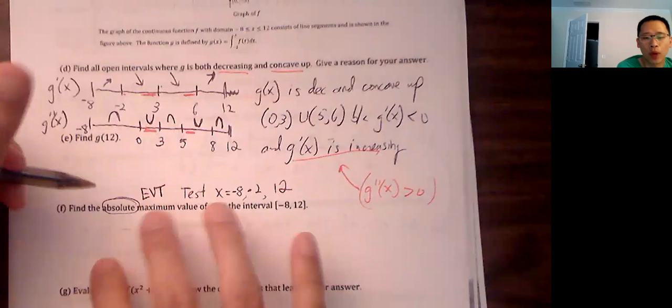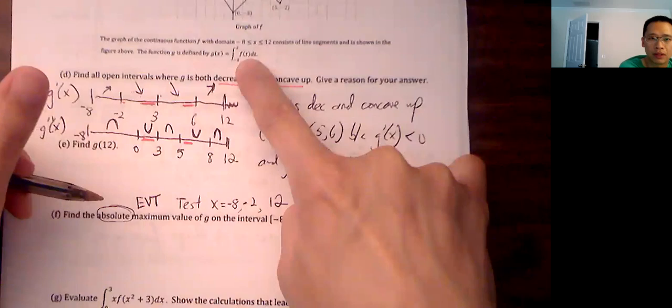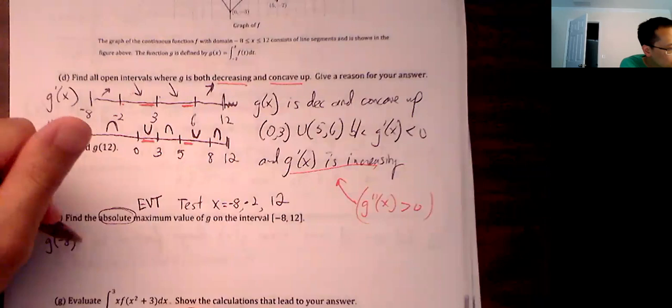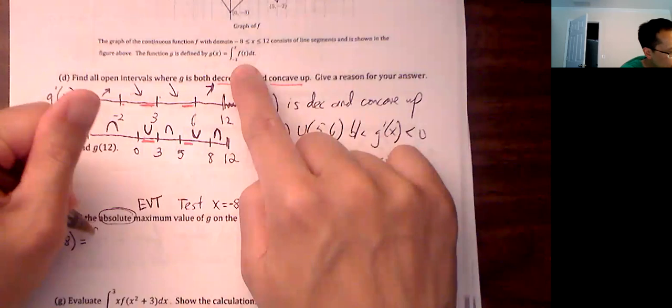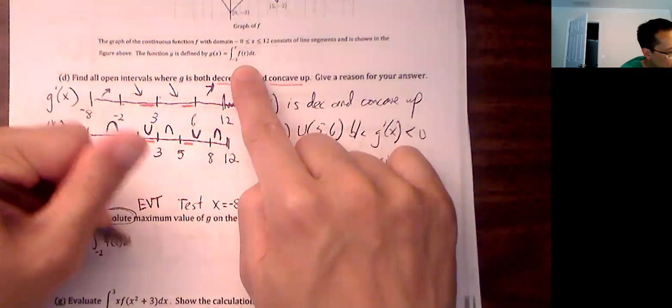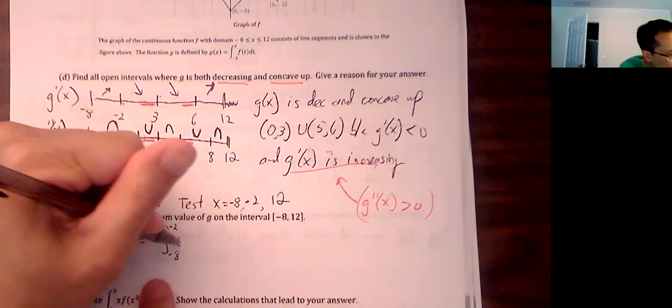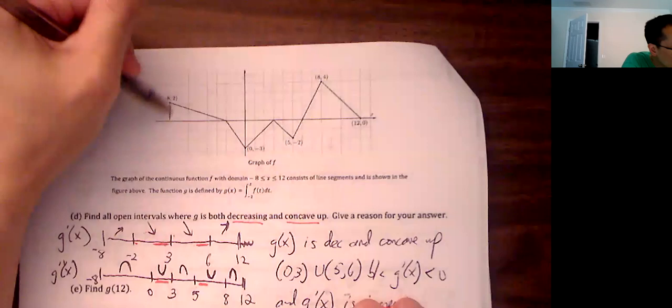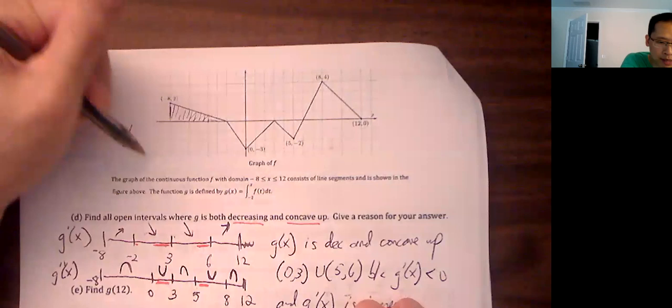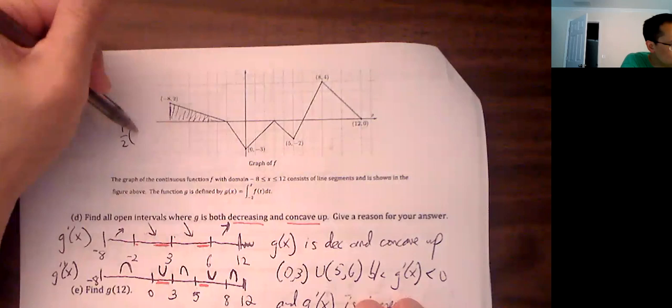Okay. Now, the way that we're going to test is we're going to be involving this definition here. So g of negative 8. We want to go from negative 2 to negative 8. We want to read the graph, but this is going backwards, so I'm going to flip the bounds, change the sign. So from negative 8 to negative 2, we're going to look at our graph here, so we're talking about this entire region here. 1/2 base times height, 6 units across, up 2 units. So that's a region of 6. So we carry the negative through.